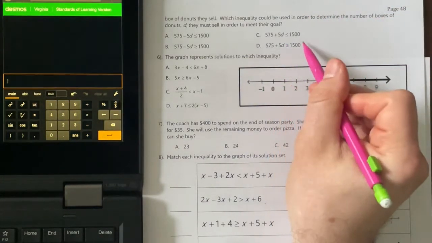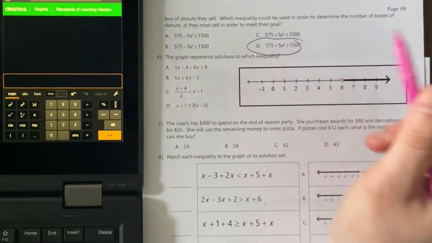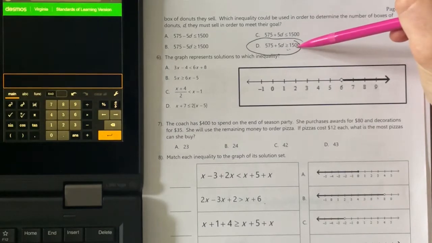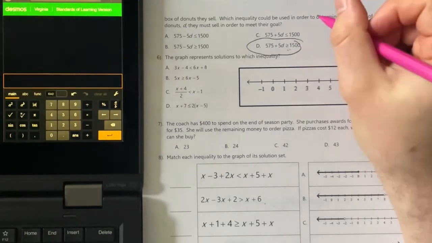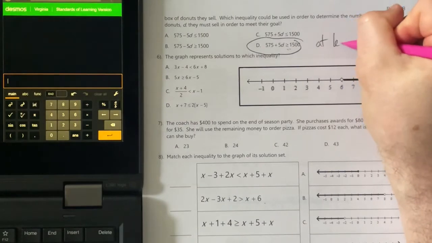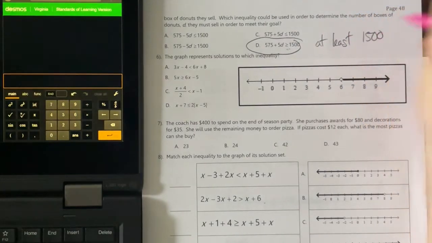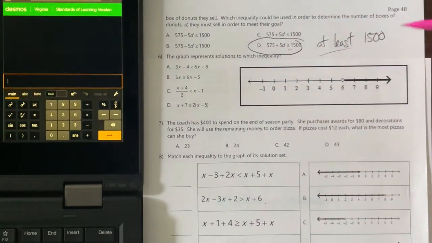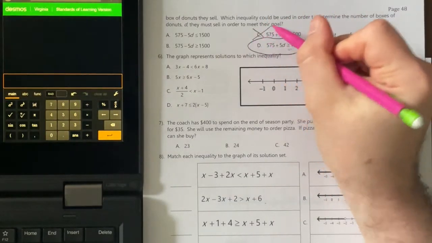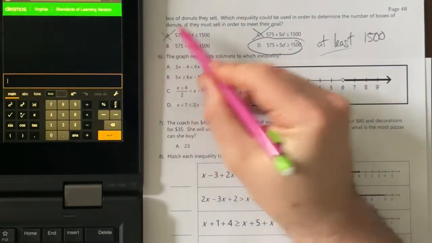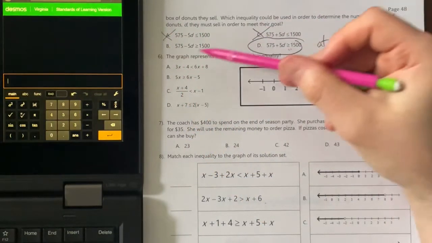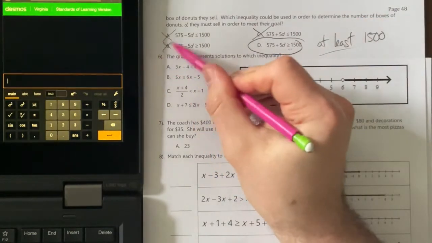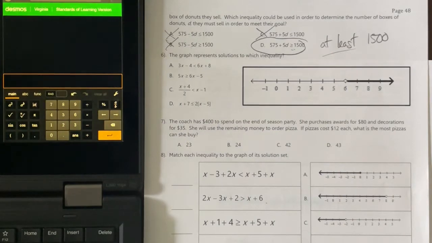So again, we're saying they want to have at least $1,500. Make sure you're using that keyword, at least 1,500. Since it has at least, we can have values greater than 1,500, and so that's why I can cancel out these two choices. Also, we're not taking away money when we're selling those donuts, and so that's why we would not include choice B.